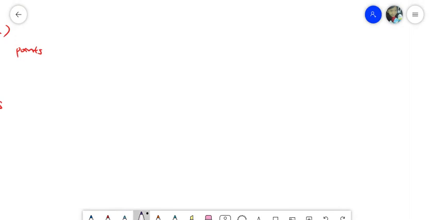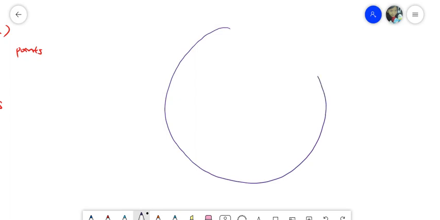Okay, so first of all, what you're supposed to do, as I said, you need to draw a circle. I just use freehand, but you must have the protractor involved. Is it okay? You must have your protractor. Okay, so assume that this will be your center.